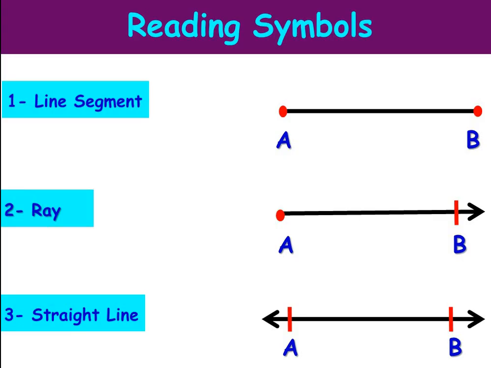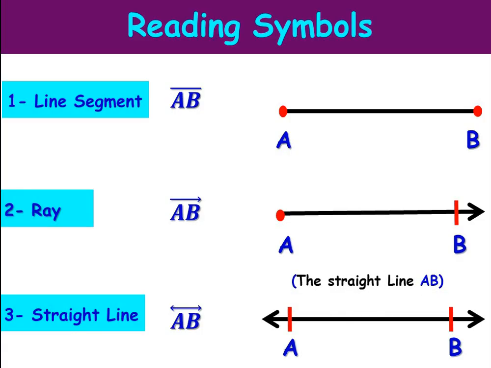In order to read the line segment, we say the line segment AB. So we read it this way, and the line segment is drawn above the two letters, or the two points, of AB. For the ray, we write the two letters and a ray above them, and we read it this way, the ray AB. For the straight line, we draw a straight line above the two letters AB, and we say the straight line AB.